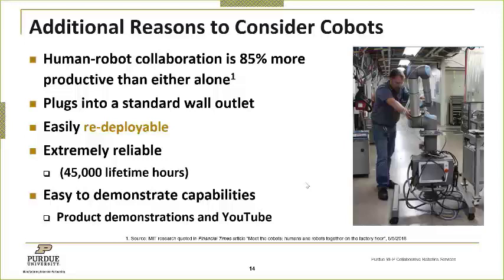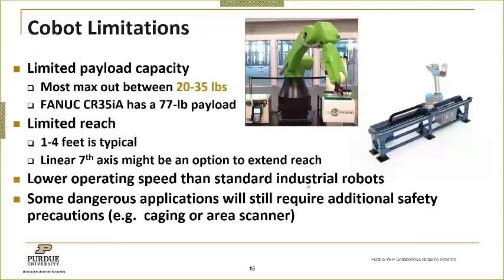But I don't want to be all rosy here and say cobots are all great. There are some limitations to cobots. They do have limited payload capacity. They're not going to, like I said, lift cars over their heads. They're going to lift very human-sized weights. So most cobots will max out at around 20 to 35 pounds. Fanuc has one that goes up to, I think, 77 pounds. I've seen one from a European company that goes up to, I think, 110 pounds.